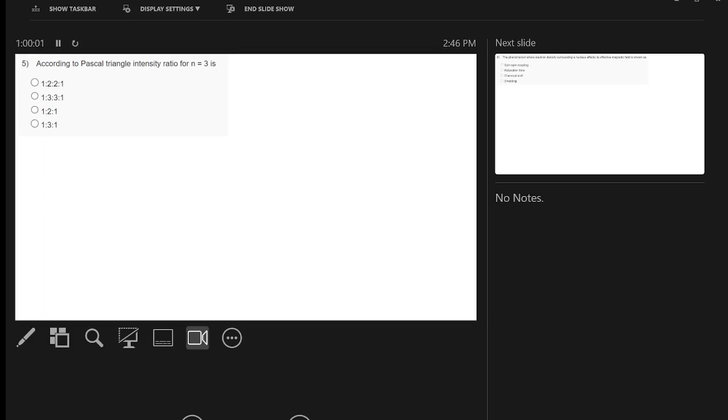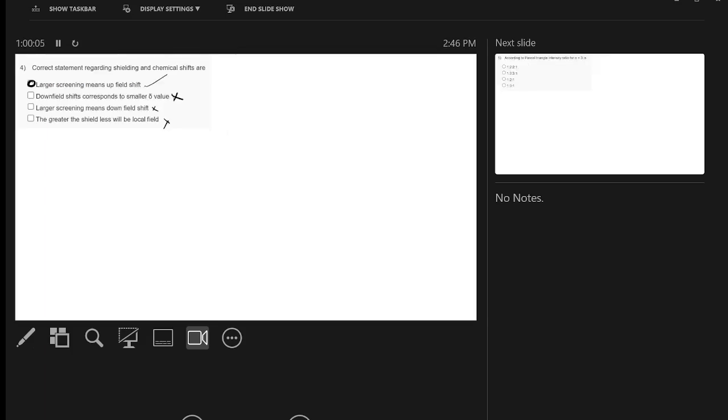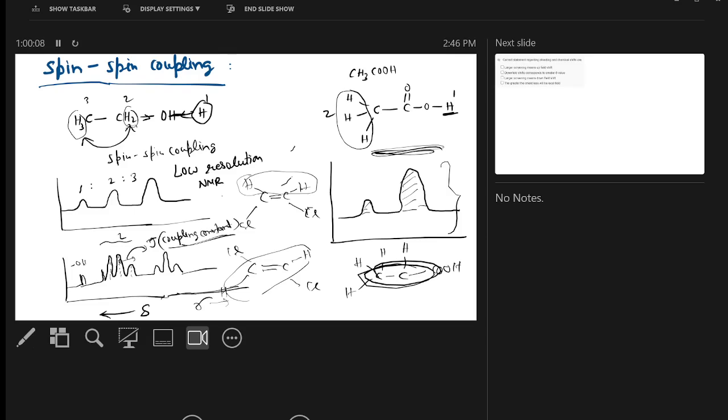Second question. According to Pascal triangle, the intensity ratio for n equal to 3. And here one thing I forgot to mention. This coupling depends on the n plus 1 rule. This is called the n plus 1 rule. N plus 1 is for adjacent hydrogens. Let's say you have 2 hydrogens, so the splitting will be 2 plus 1. So you have a triplet. So that's why it's a triplet, it's a quartet, it's a singlet. Why? Because there are no adjacent hydrogens here.